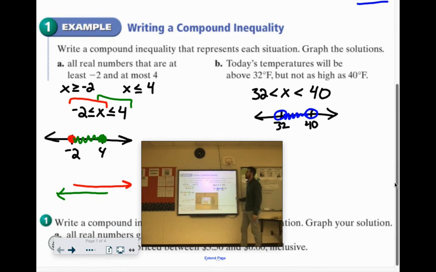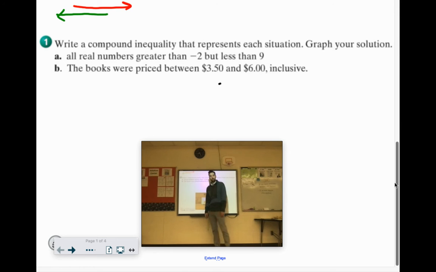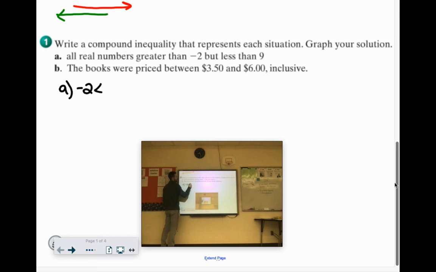Now, if you see the word inclusive, which I'm really surprised they throw big words at us like that, that means the "or equal to." So: all real numbers greater than negative 2, but less than 9. We have to graph these as well. Negative 2 and 9 are both open dots, and we would shade in the middle.